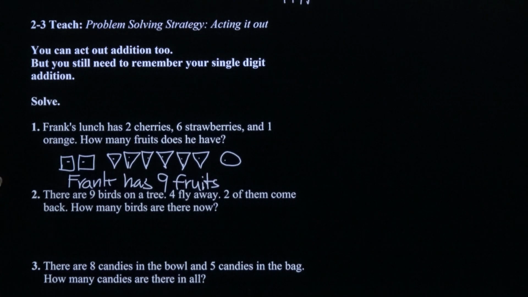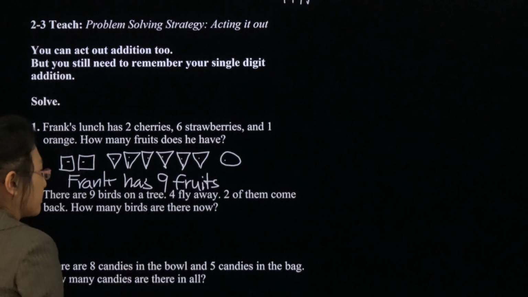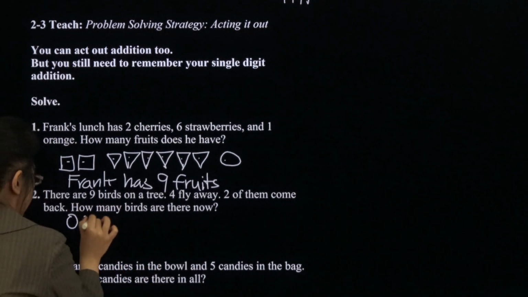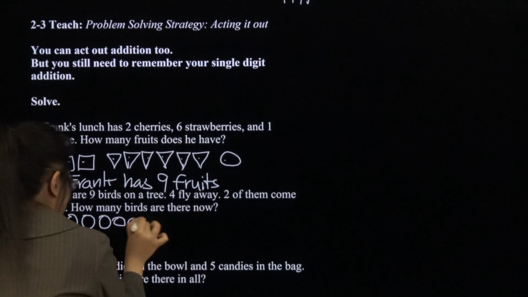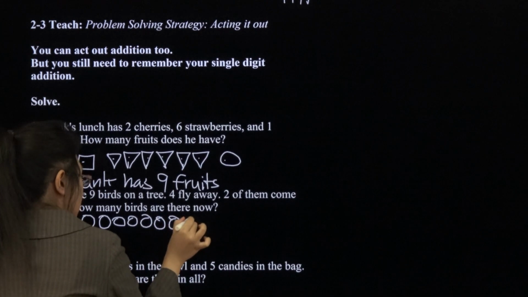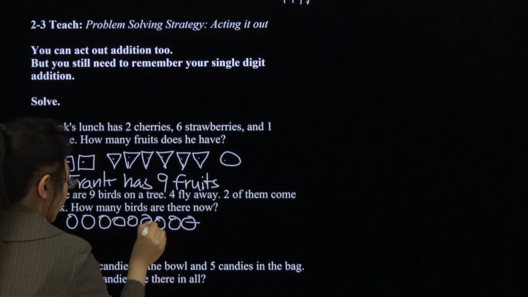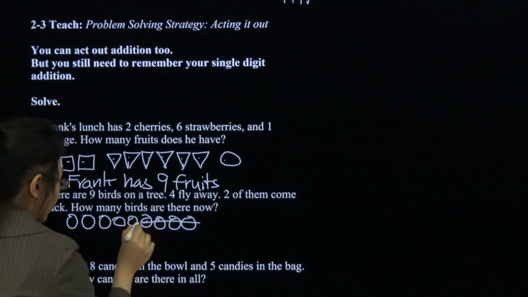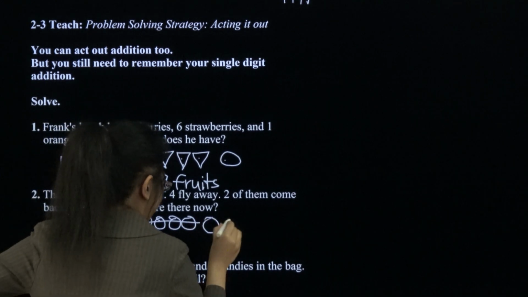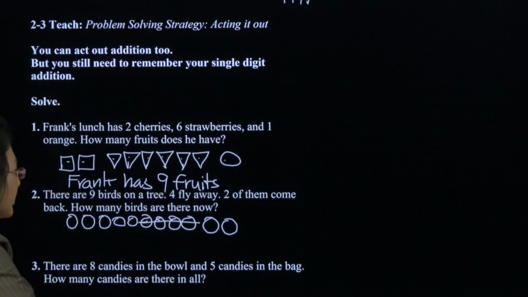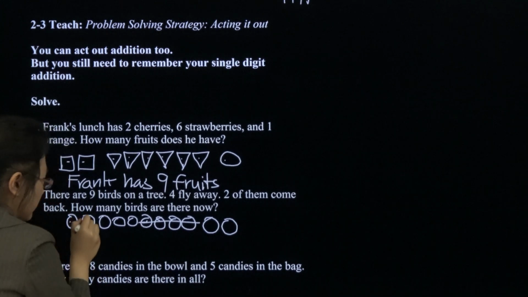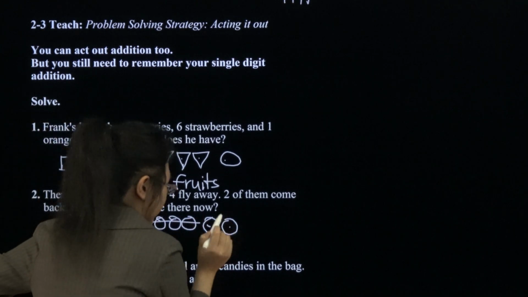Alright. There are 9 birds on a tree. 4 fly away. 2 of them come back. How many birds are there now? So there's 9 birds. They're just circles. 2, 3, 4, 5, 6, 7, 8, 9. 4 of them fly away. So we cross out 4 of them. But then 2 of them come back. So we add on 2. How many birds are there now? 1, 2, 3, 4, 5, 6, 7.